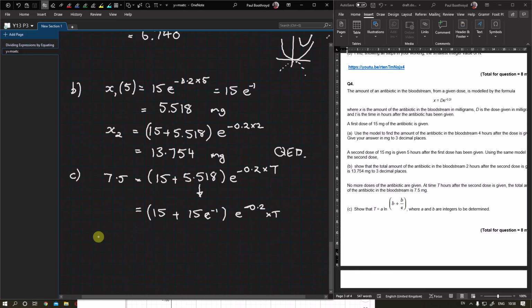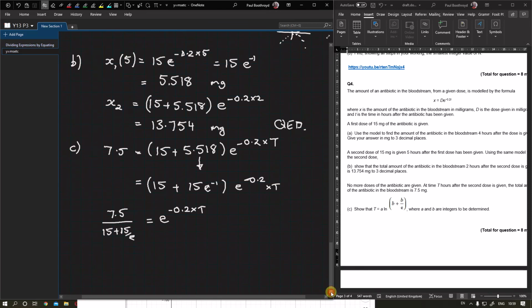Rearrange the expression. So we've now got 7.5. Let's do the logs first. Log first. 7.5 divided by 15 plus 15 over e is equal to e to the minus 0.2 times t. Take the logs of both sides.